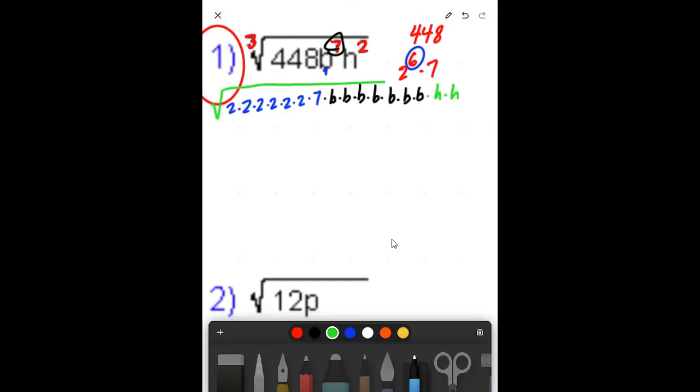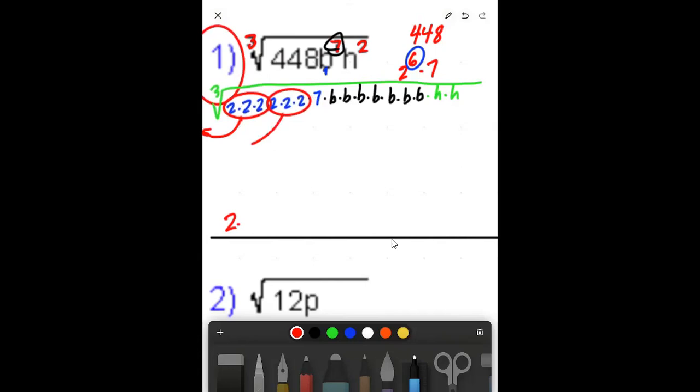Now, remember, we are taking the cube root, so we're looking for pairs of 3. So anytime we can find a pair of 3 numbers or letters that are the same, we're going to pull them outside of the radical. So let me put a line down here, and whatever pairs I get, I'm going to pull them out. So let's start with this. We got 3 pairs of 2's, so I can pull that outside the radical, and I'm going to write that down here. So that's 2. And then here's another 3 pair of 2's, so I can take that outside, and I'm going to put another 2 there.